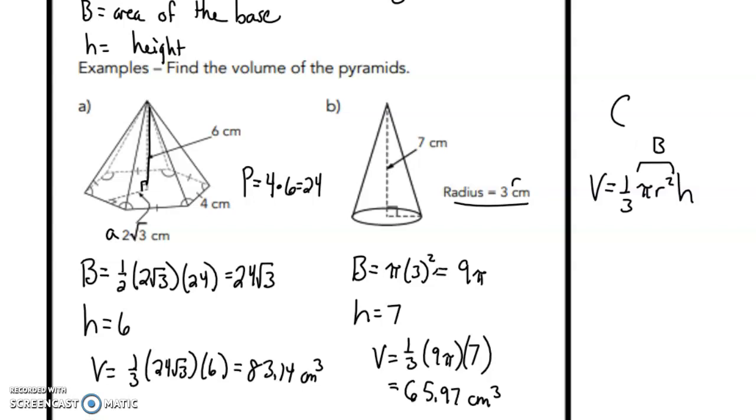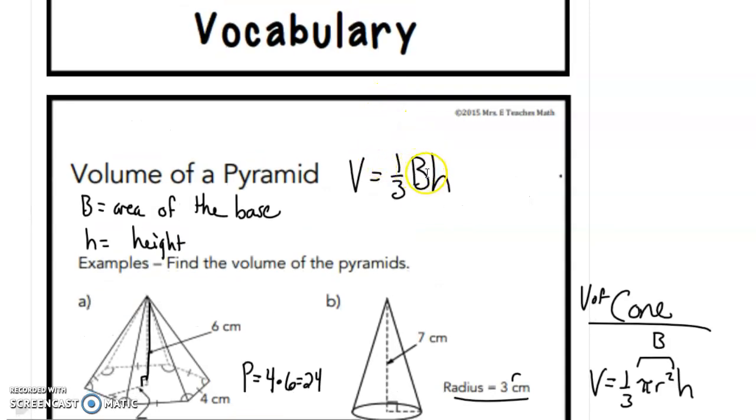The volume of a cone. Personally, I don't remember a separate formula. I just stick with the formula, volume equals 1/3 base times height, area of the base times the height. And that works for pyramids and cones. I would rather memorize one formula than a whole bunch. Okay.